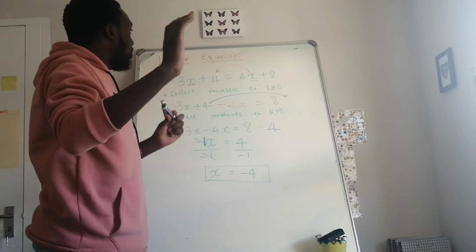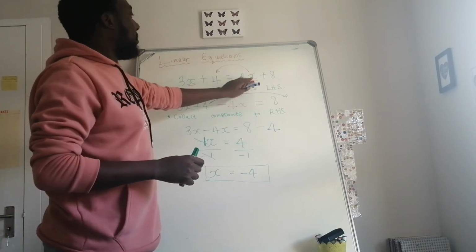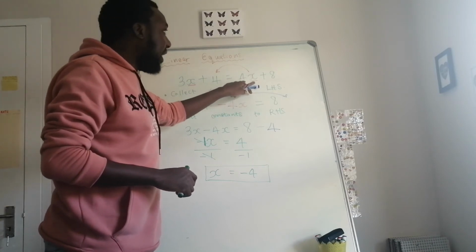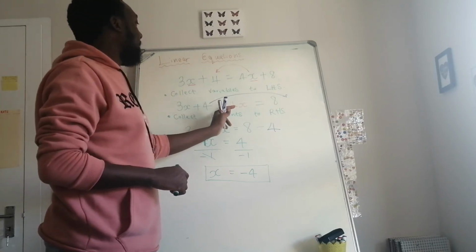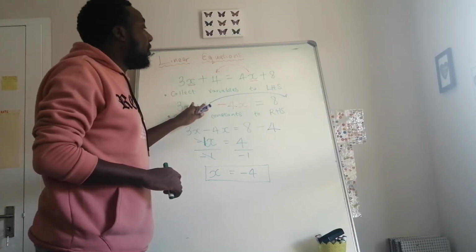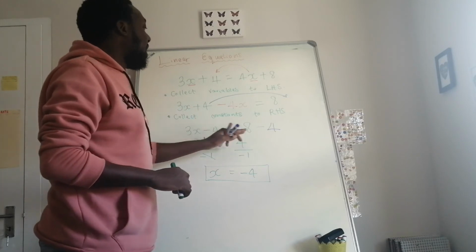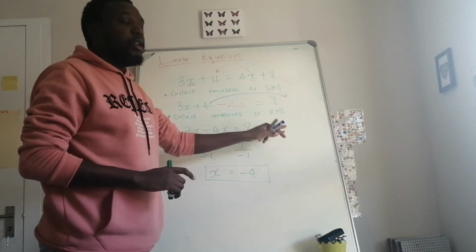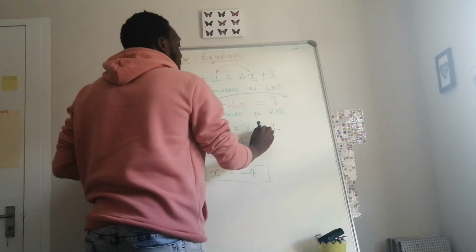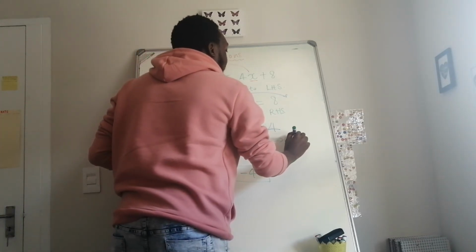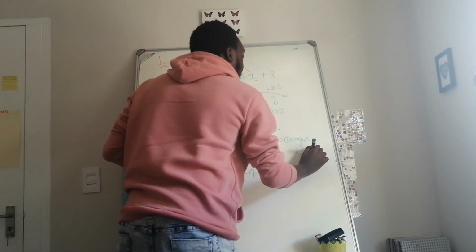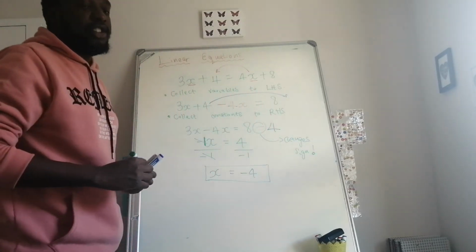So do you get it? Let me just revise. First step, collect your variables onto your left hand side. I took a 4x there, brought it to my left hand side, became negative 4x. I took a 4 here, took it to the right hand side, it became a negative 4. So the only thing I want you guys to note is the sign changes. This changes sign. That's what I want you to know. All right.